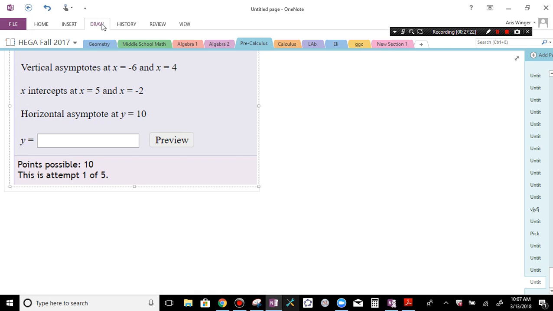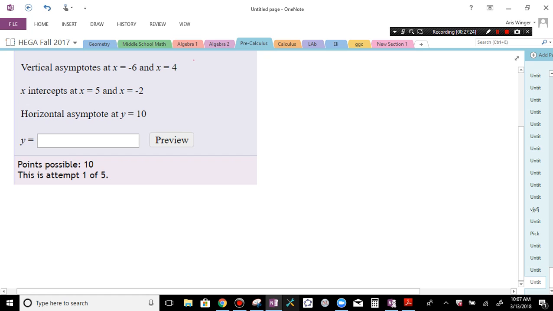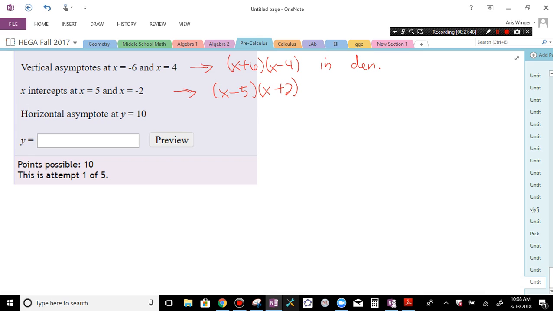Let's put this in red. I haven't seen it in red in a while. Beautiful. So this means that vertical asymptotes, this means that in the denominator you need an x plus 6 and an x minus 4 in the denominator, right, at least. And here in the numerator you need an x minus 5 times an x plus 2. Those two linear factors makes the numerator equal to 0. And then you need a horizontal asymptote of 10.